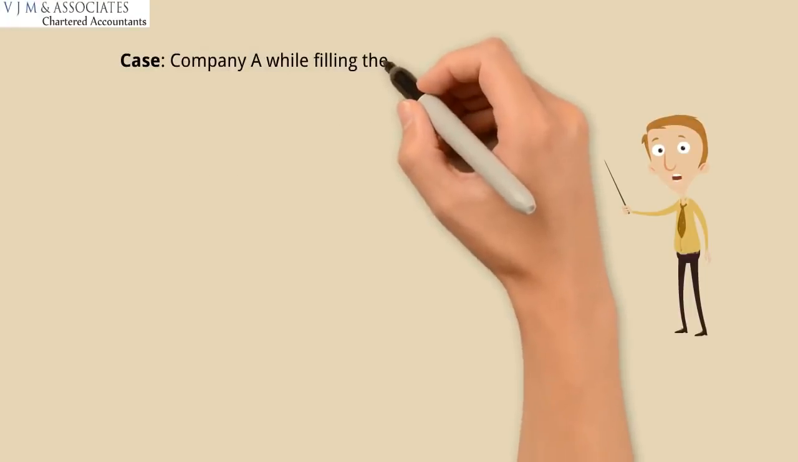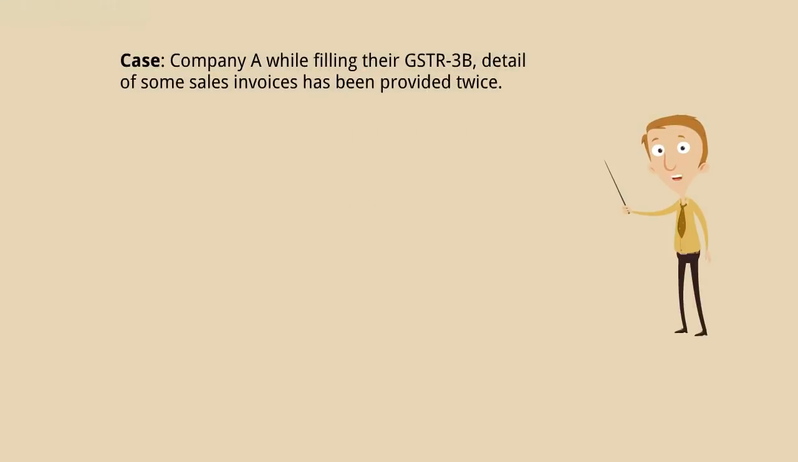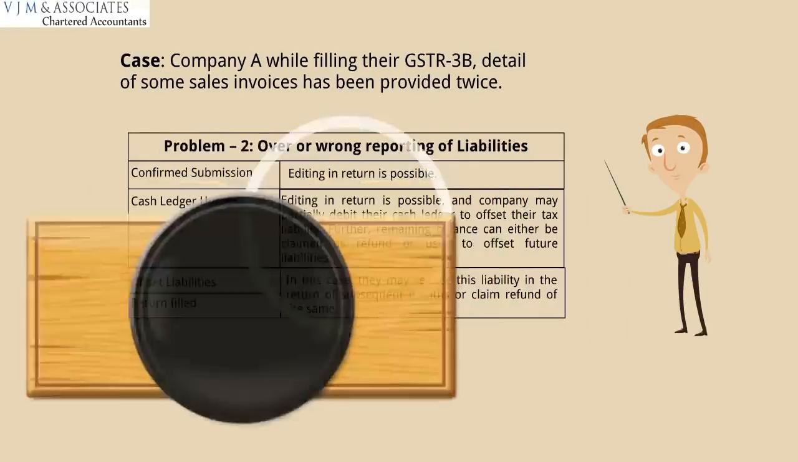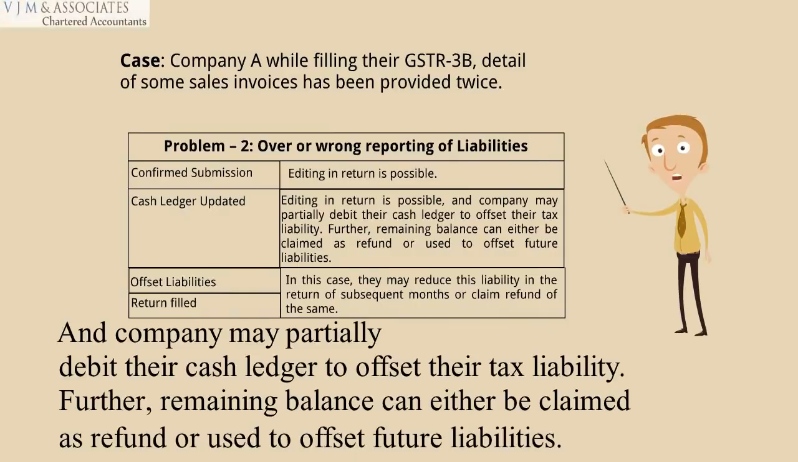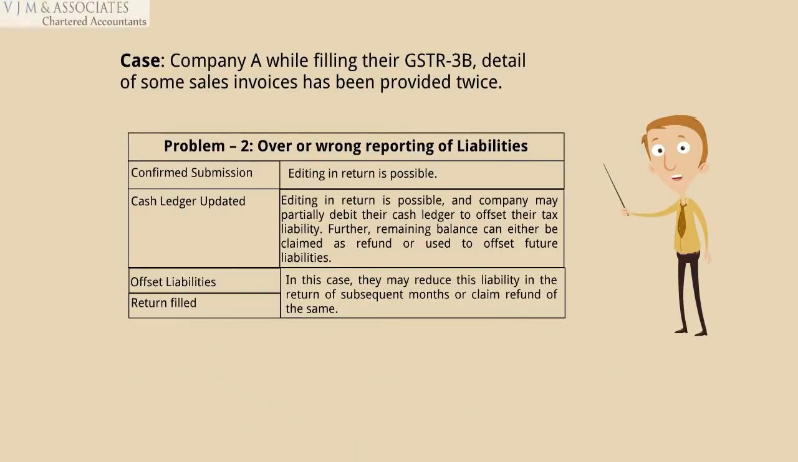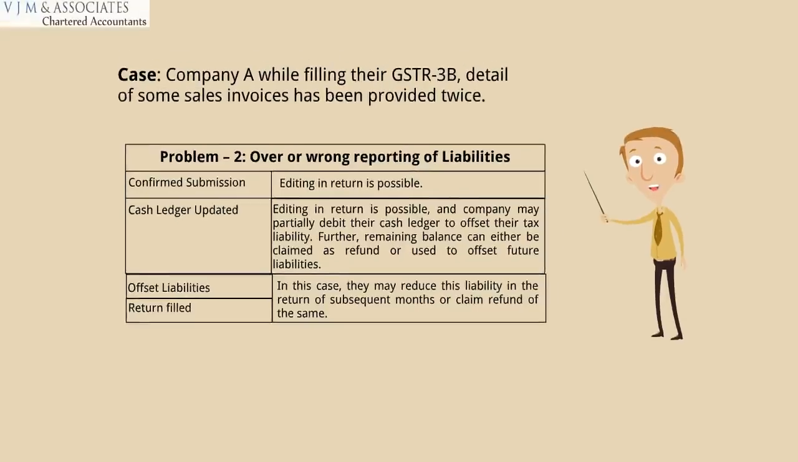Case 2. Company A, while filling their GSTR-3B, provided detail of some sales invoices twice. In this case, if return filing is at the first 2 stages, then editing in the current month return is possible, and the company may partially debit their cash ledger to offset their tax liability. Further, the remaining balance can either be claimed as refund or used to offset future liabilities. However, in the last 2 stages, the dealer may reduce this liability in the return of subsequent months or claim refund of the same.